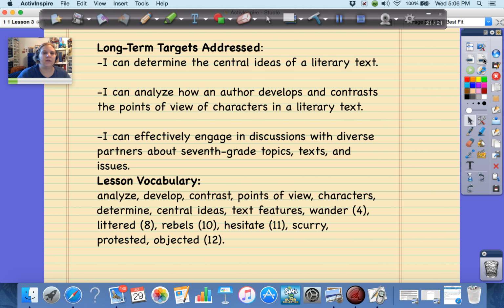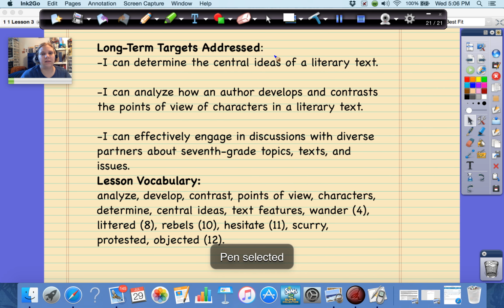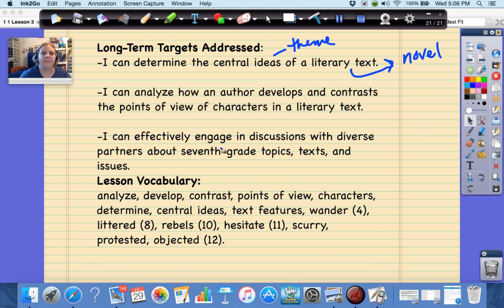Again, the long-term targets addressed are: I can determine the central ideas of a literary text. Think of central idea like theme. A literary text can be anything, but in this case, it would be a novel. This is a new one: I can analyze how an author develops and contrasts the points of view of characters in a literary text.